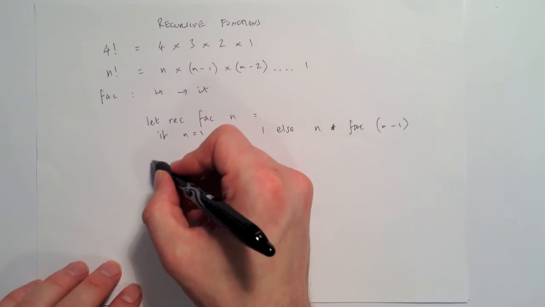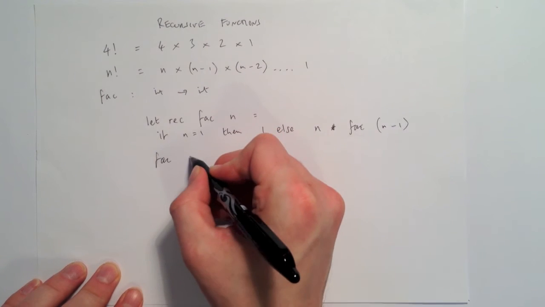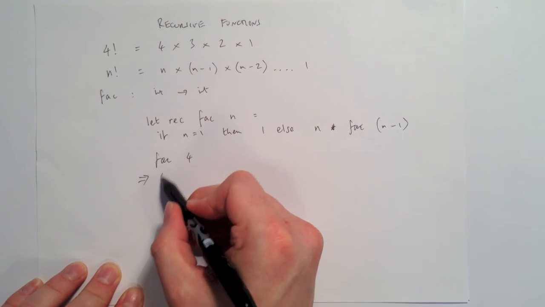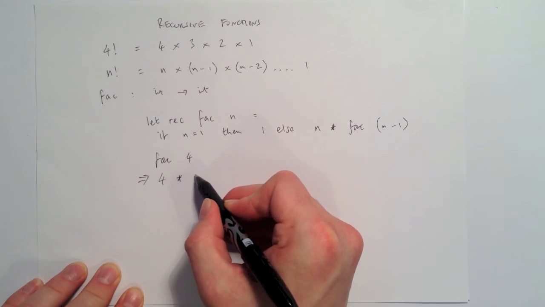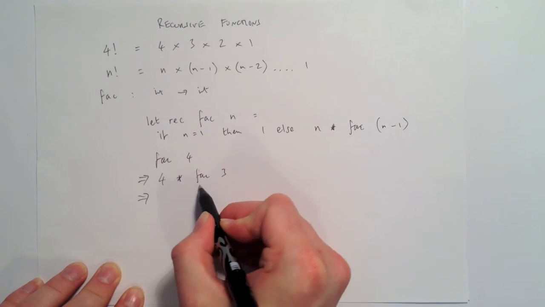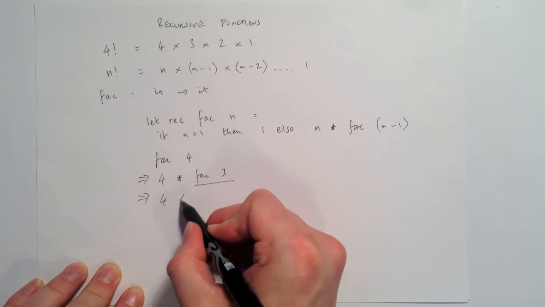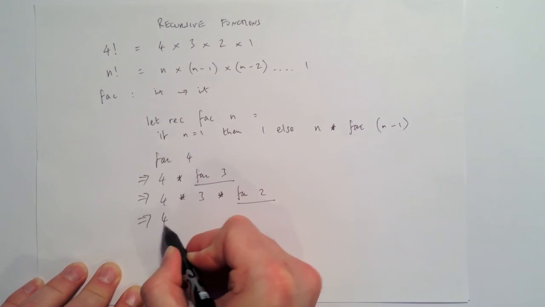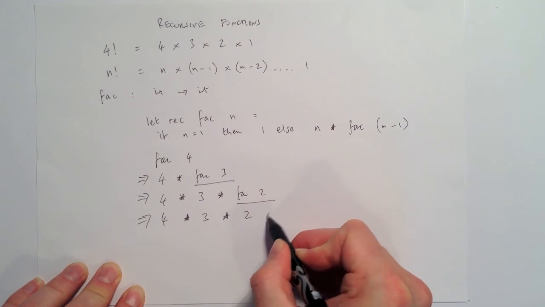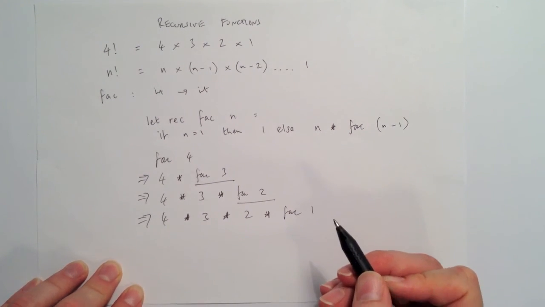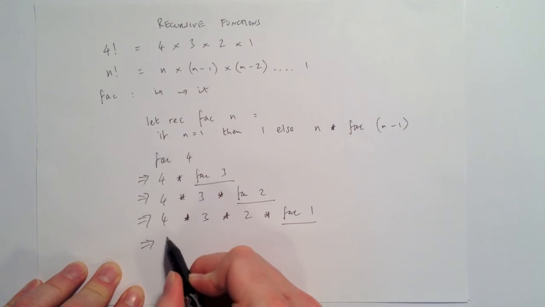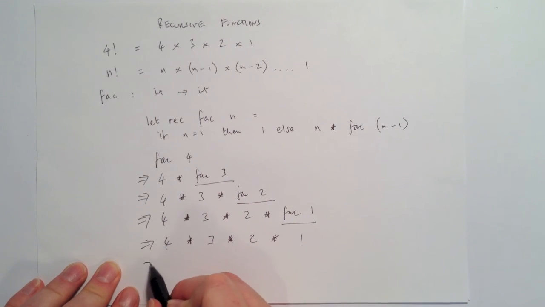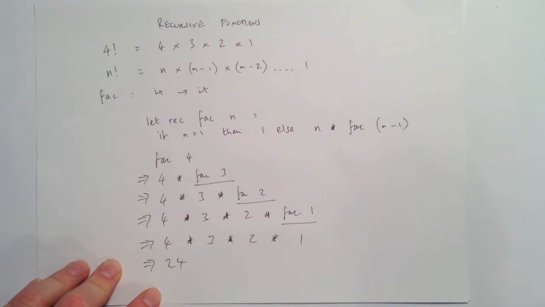So how does that evaluate? Well, if we try and evaluate fac 4, we get, well, n is not equal to 1, so we get 4 times fac 3. Well, that now reduces. We get 4 times 3 times fac 2, and again 4 times 3 times 2 times fac 1. That is the base case. So we get 4 times 3 times 2 times 1, which in fact is what we want, which is 24.